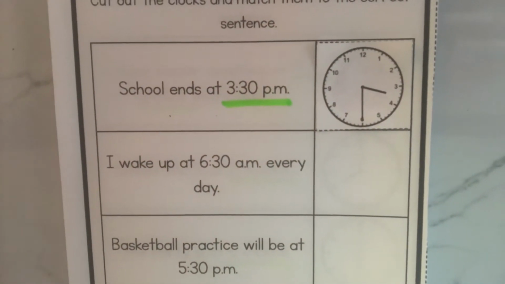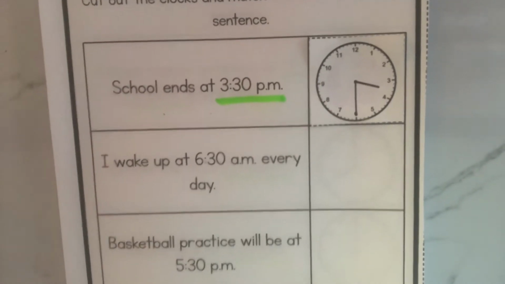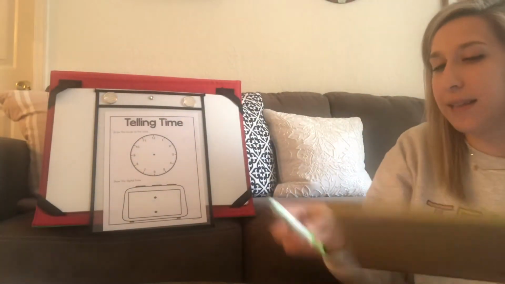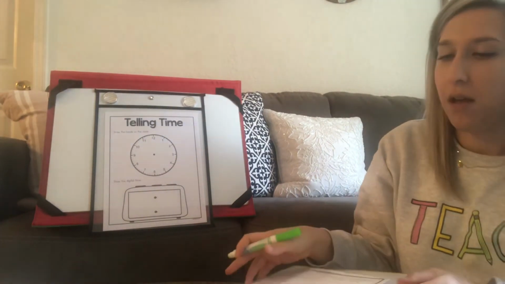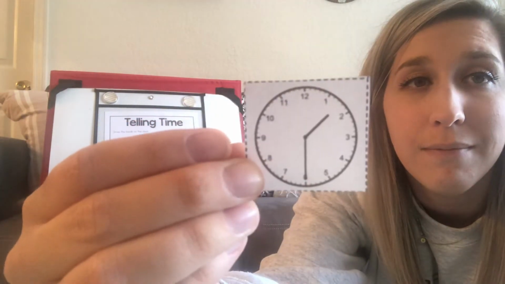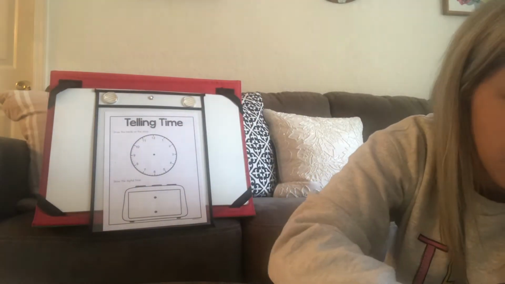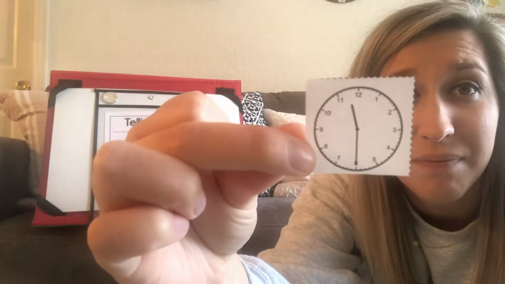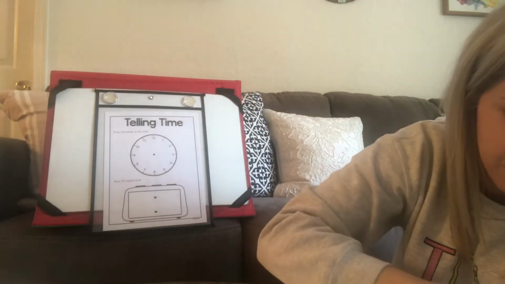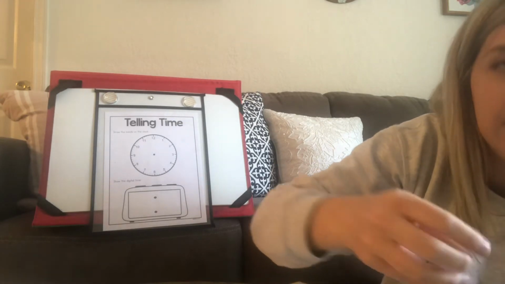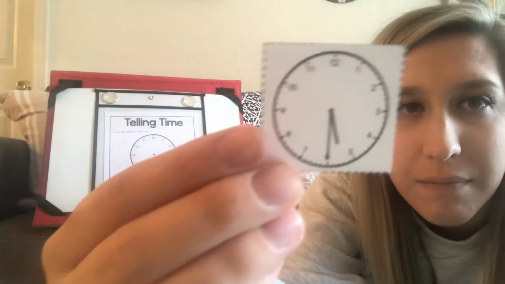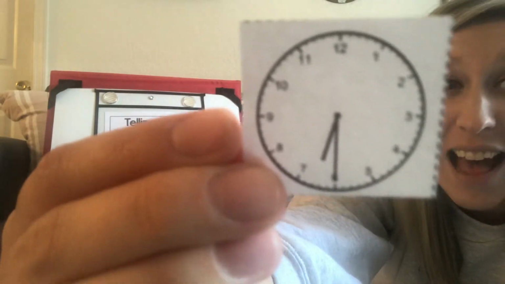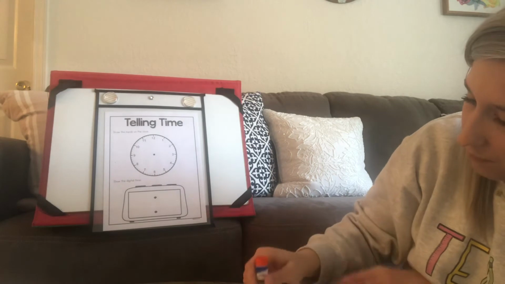I wake up at 6:30 a.m. every day. What do I need to underline? 6:30 a.m. Okay, here we go. Does this say 6:30? No. Does this say 6:30? No. Does this say 6:30? Close, but no, that says 5:30. Does this say 6:30? Yeah, that says 6:30. So we're going to glue it on.